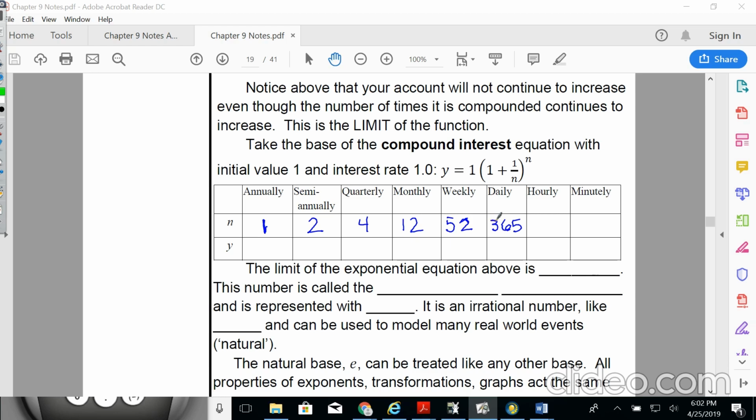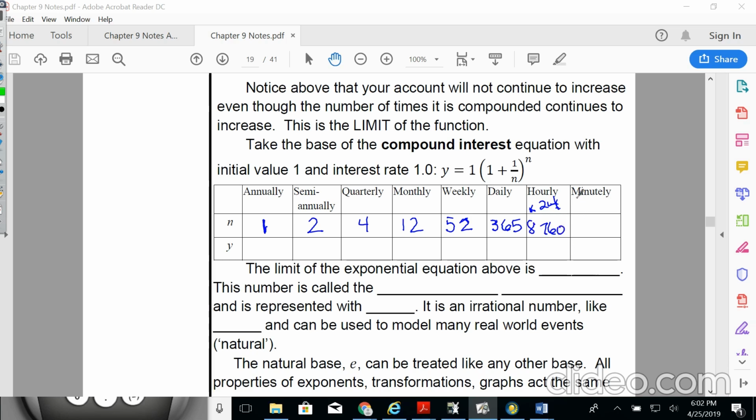Now for hourly, how many hours are there in a year? Well, we take the 365 and multiply it by 24, because there's 24 hours in a day. 24 times 365 is 8,760.